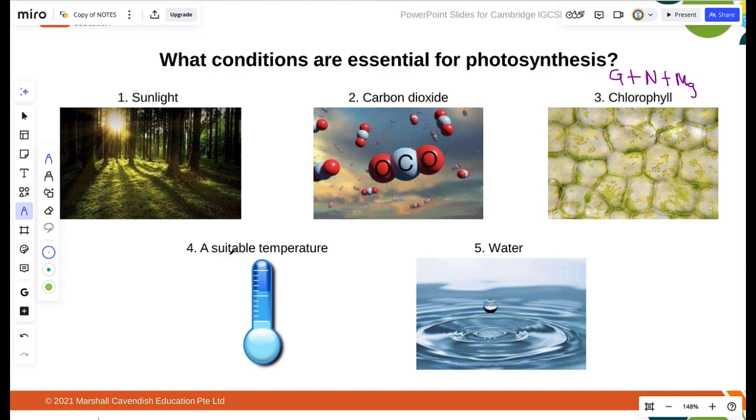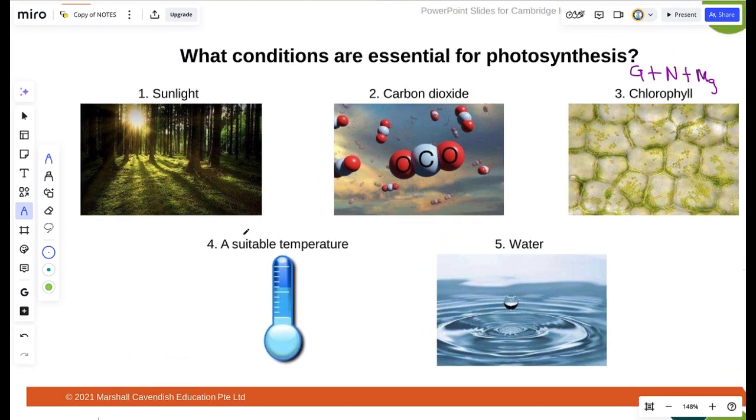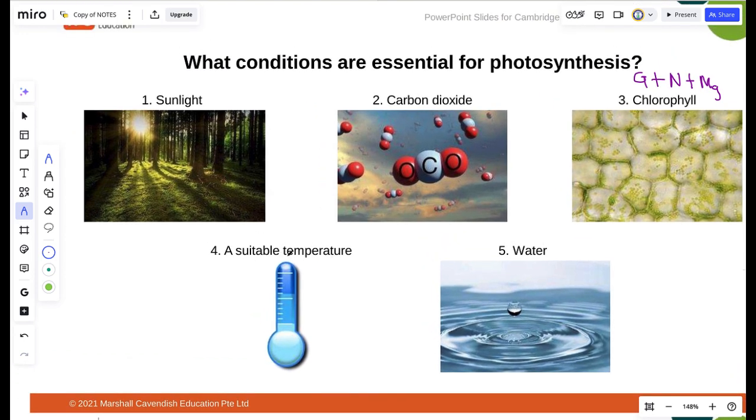Actually, the fourth one we can talk about is a suitable temperature. Because if the temperature is too high, then it may not be very suitable for photosynthesis. And if it's too low, it may also not be suitable. So this one has a direct relation with the sunlight. The fifth one is water. These are all five requirements for photosynthesis to take place.